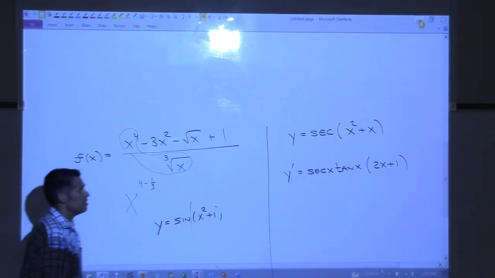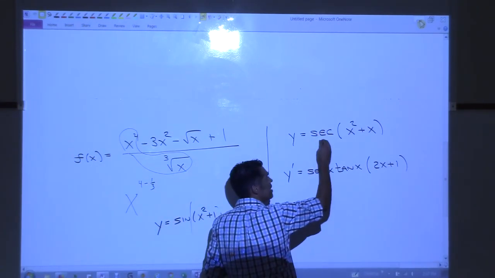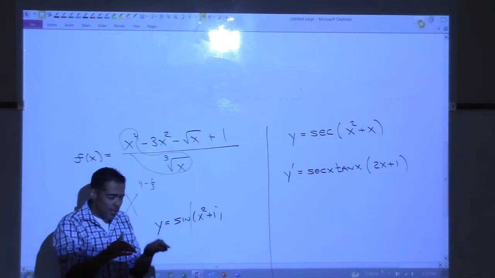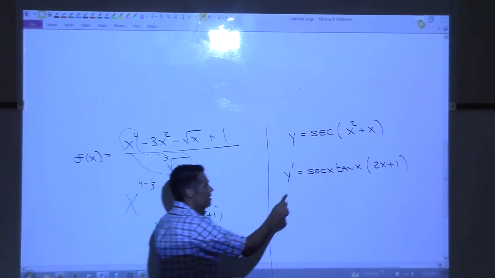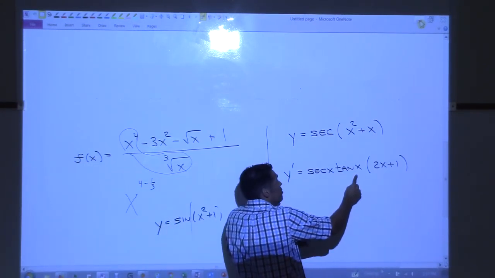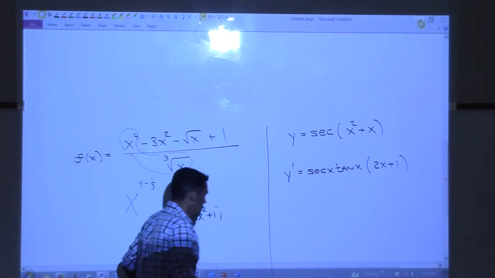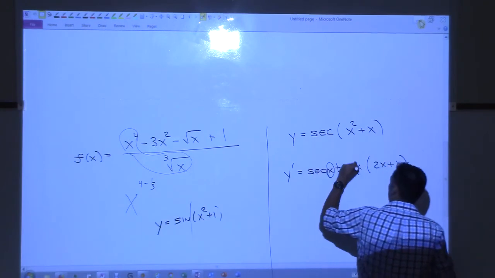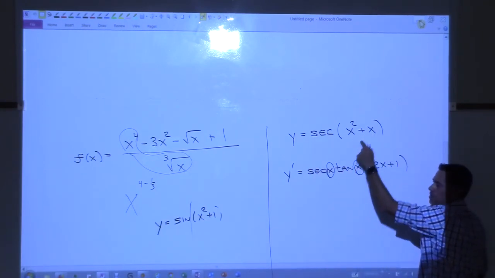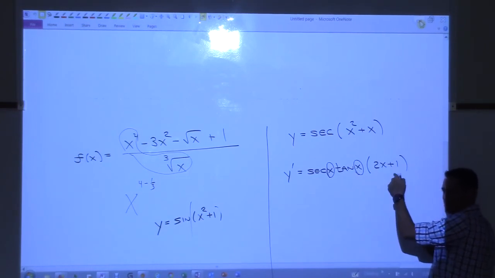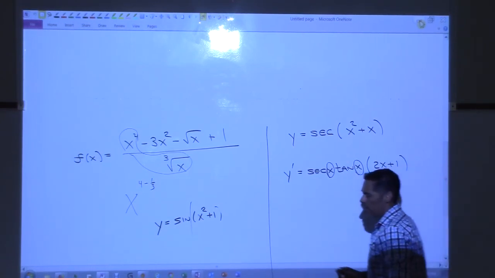So the student says, okay, I need to take the derivative of secant of this. And so they look at their formula sheet, and this formula sheet says secant x tangent x. So they write down secant x tangent x, and then they say, oh, chain rule, now I need the derivative of that. What's wrong with this? Yeah, these arguments are not x. These arguments are actually that. So this should be secant of x squared plus x, tangent of x squared plus x, then the derivative of what's inside. I see that more often than I want to.